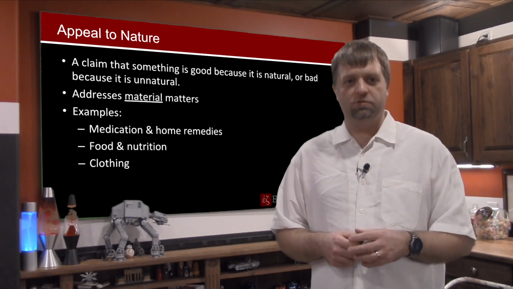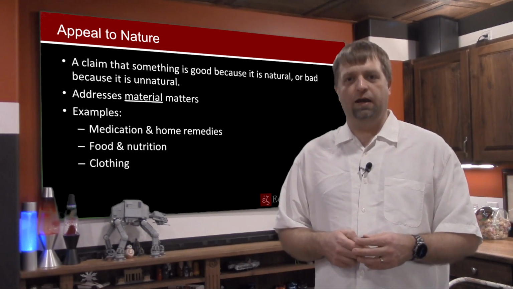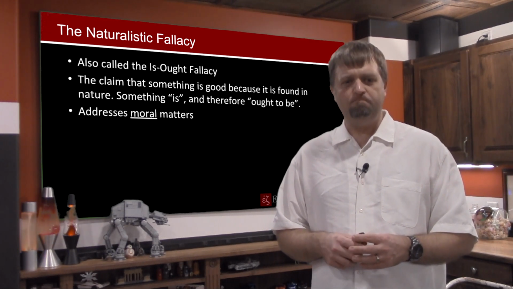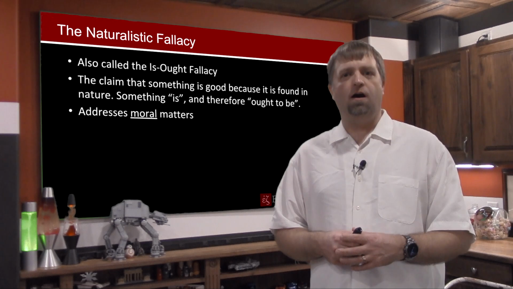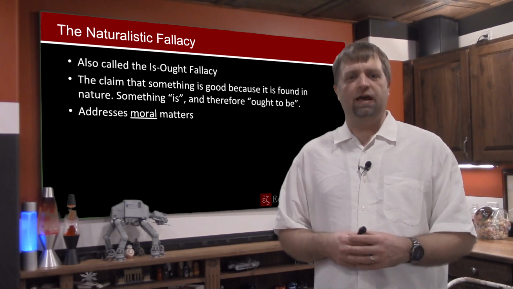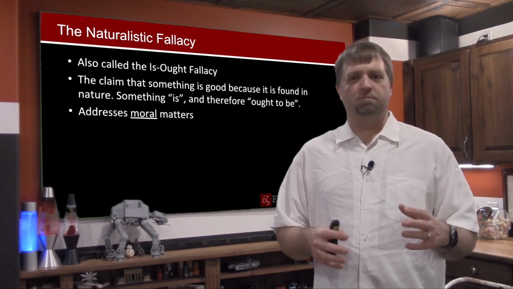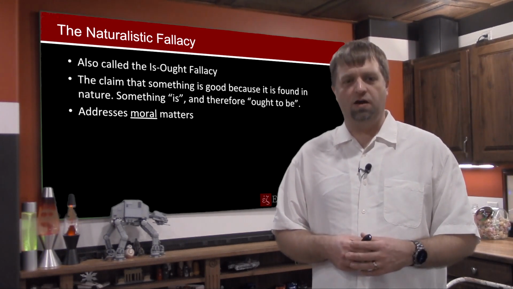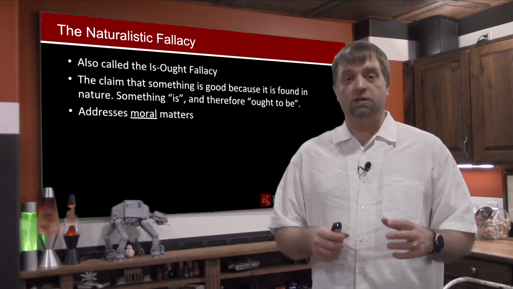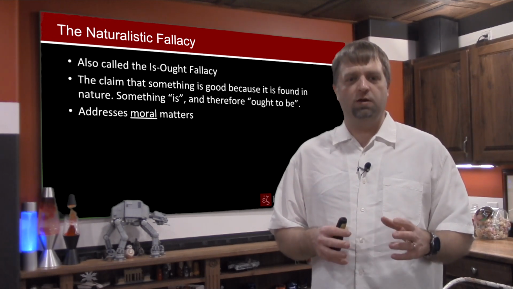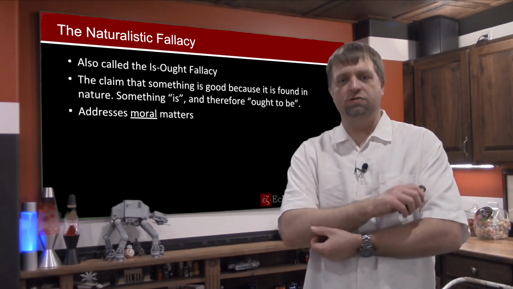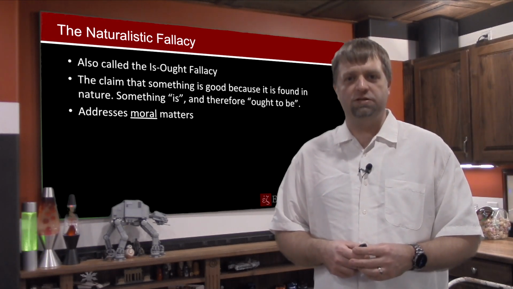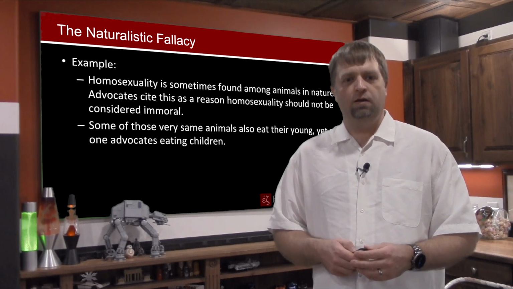Remember, this one's called appeal to nature, and the next one's called the naturalistic fallacy. This one is sometimes called the is-ought fallacy. And the reason for that is people say that something is, therefore it ought to be. That's where they get the name is-ought. And this one is moral. This one addresses moral matters, whereas, like I said with the appeal to nature, that one was material, this one is moral.